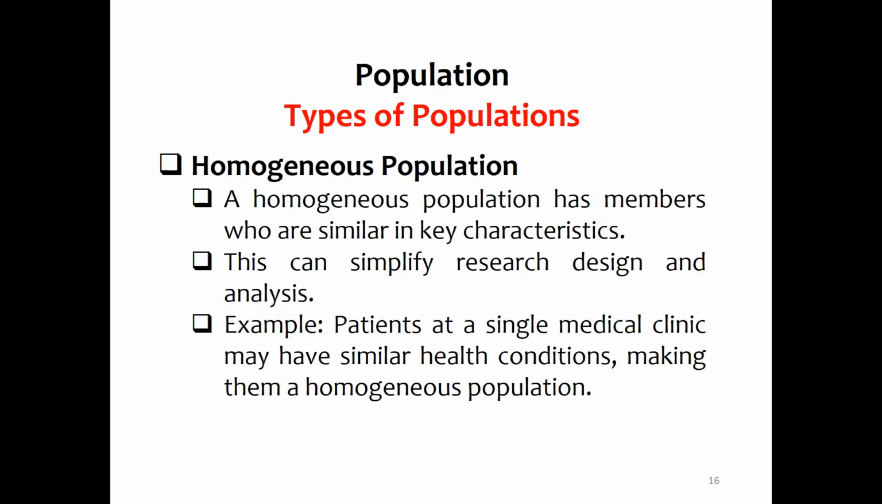Another categorization of the concept of population is homogeneous versus heterogeneous. Homogeneous population means that all elements in the population are similar in nature. Therefore, doing research is easy and findings can be clearly generalized. As an example, patients at a single medical clinic may have similar health conditions, making them a homogeneous population.